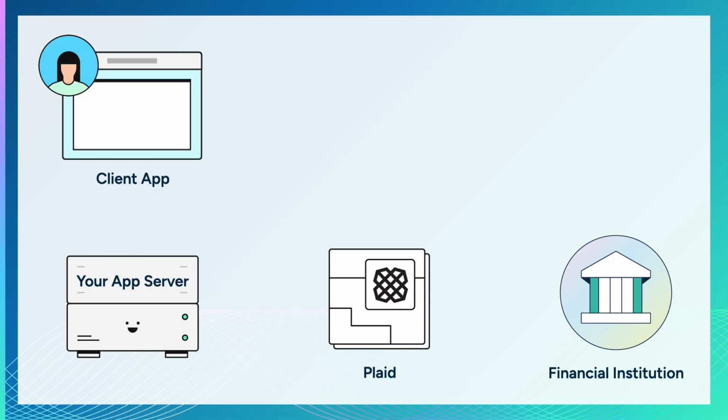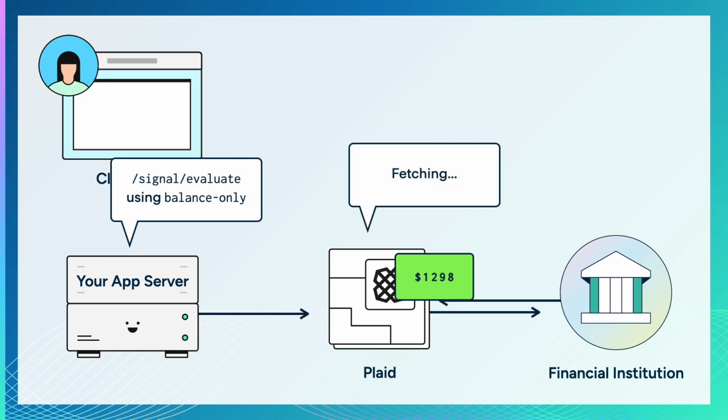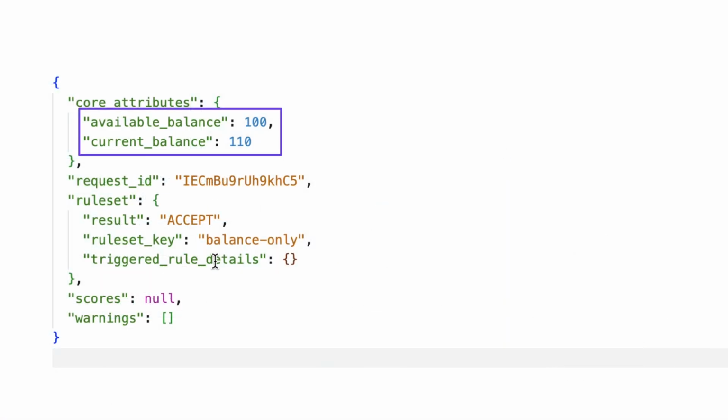Plaid will then evaluate the transaction request. It will talk to the user's bank and fetch their most recent balance information. Once Plaid has received this information, we'll evaluate it against the rule set you created and will return those results in the response object. You'll see your user's current and available balance here, and here you'll see the result of Signal's evaluation. A value of accept means it's been accepted, and reroute means that you should try another payment option.